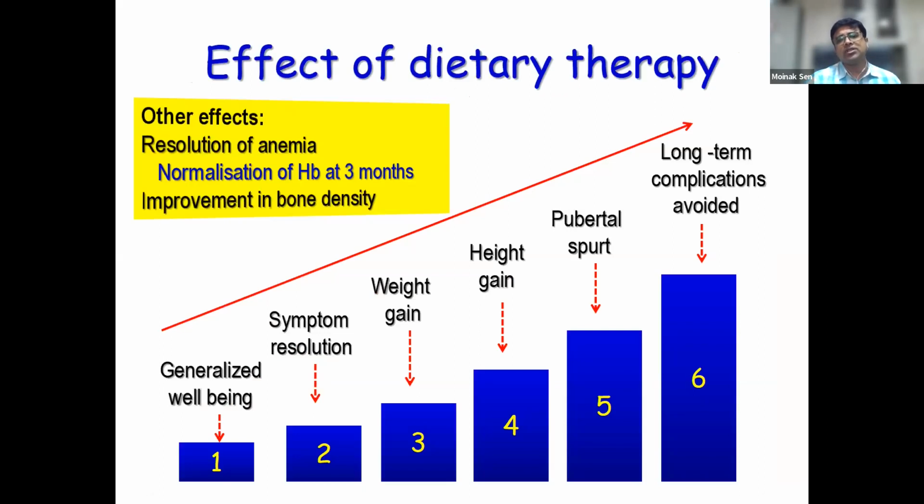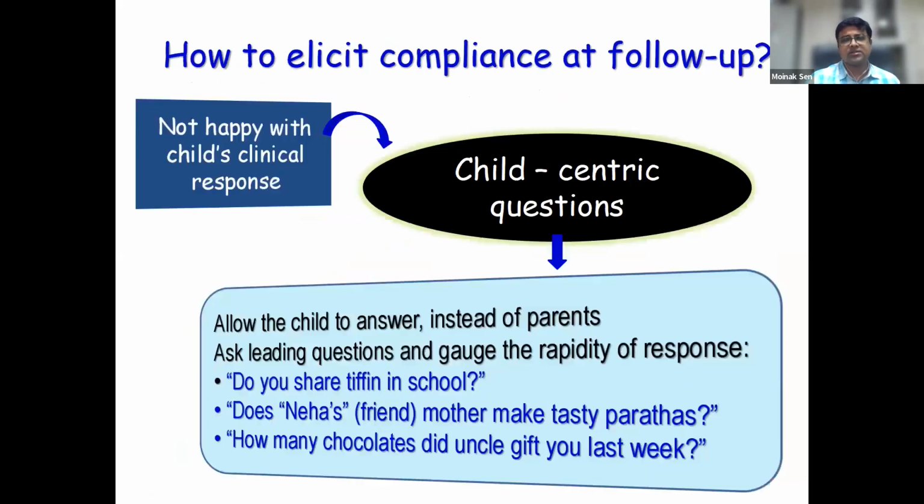When you restrict the diet, you will see a sudden improvement of all parameters: generalized well-being, symptom resolution, weight gain, height gain, pubertal spurts, and long-term complications can be avoided. And it's very, very important to elicit compliance and follow up.